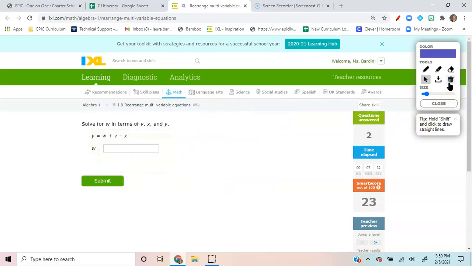And let's keep going. This one says y equals w plus v minus x. So again, what is the opposite operation? I am wanting to get w all by itself on one side of the equal sign. So initially what I want to do is get rid of this v by opposite operation, and I will get rid of this x by opposite operation. So let's go ahead and find out. Let me rewrite this.